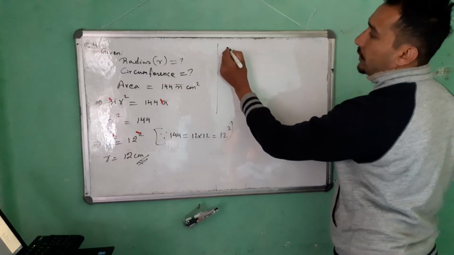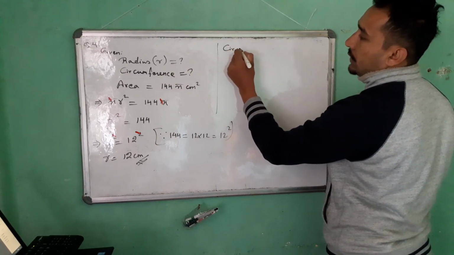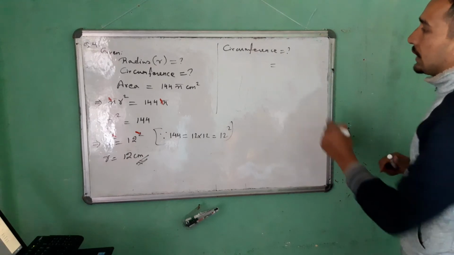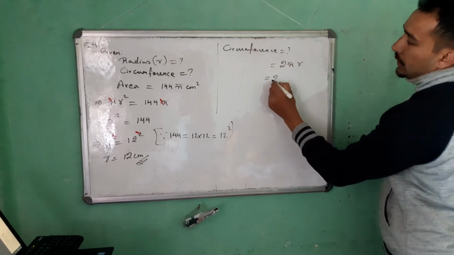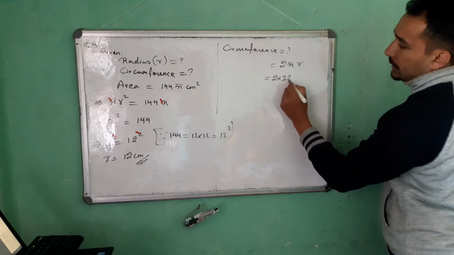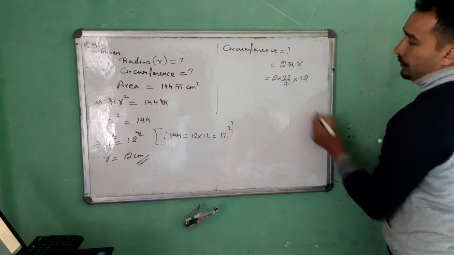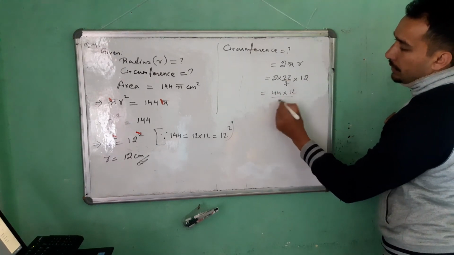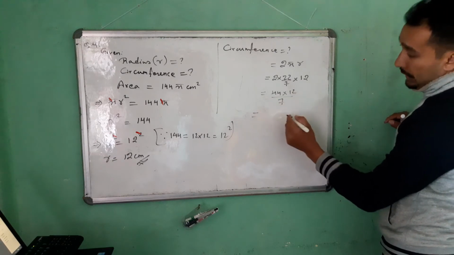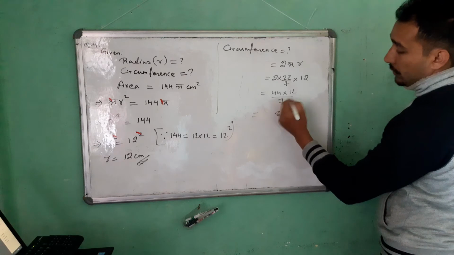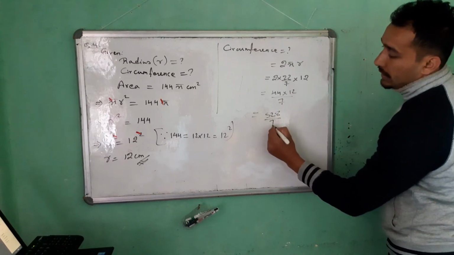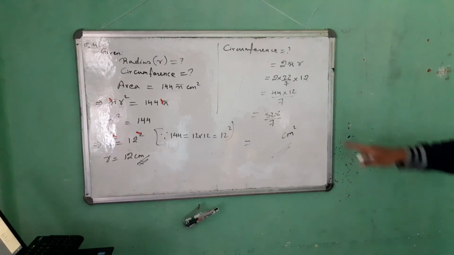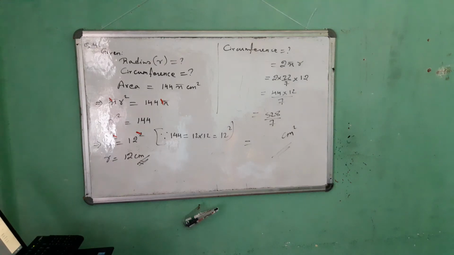Now next we have to find circumference. Circumference is question mark, and formula for circumference is 2 pi r. 2 into 22 by 7 into r. Radius is 12. So multiplied, this 2 into 22 is 44 into 12 divided by 7. 12 4s are 48, 4 is left, 48 plus 4 is 52, divided by 7. So you divide it and write the answer in centimeter square. So this is how you have to do.